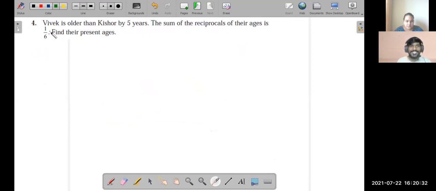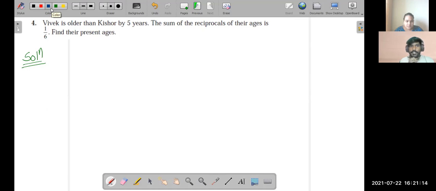Okay, so in this one, Vivek is older than Kishore by 5 years. There are two brothers, and Vivek is the elder brother by 5 years. The sum of the reciprocal of their ages is 1 upon 6. Sum means addition, and reciprocal, you just interchange numerator and denominator. You have to find both of their present ages. So let's start with the solution.